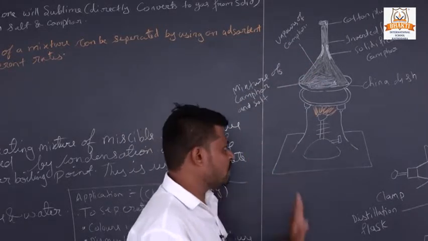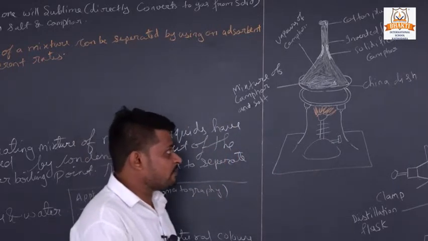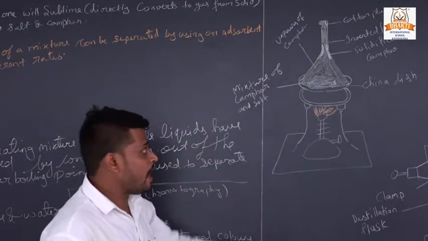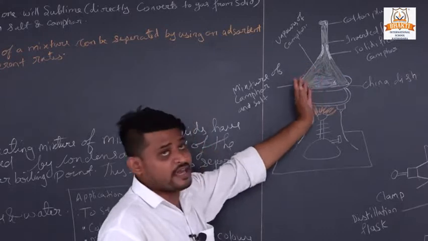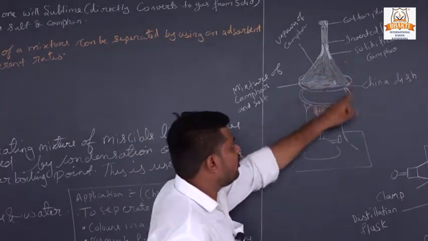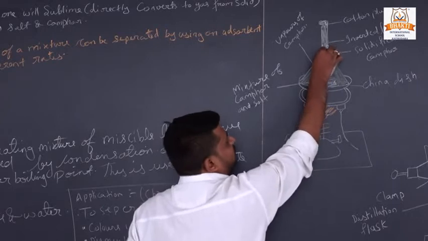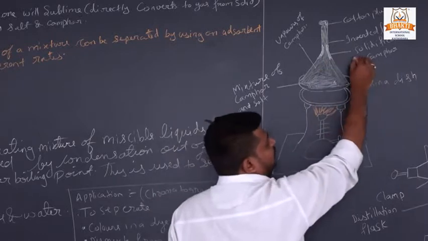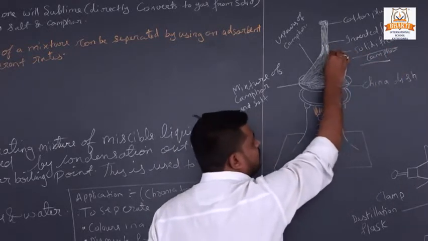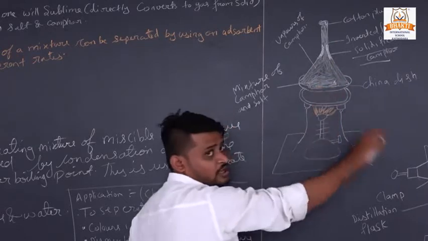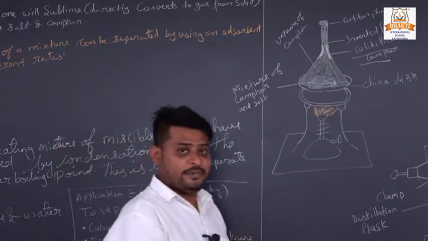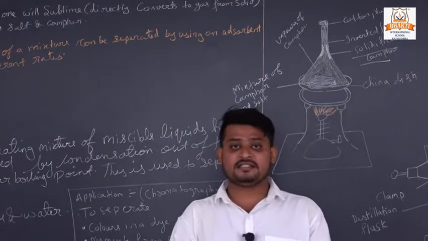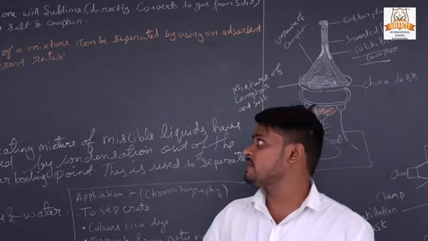We stop the burner, and after some time the funnel cools, and the vapor of the camphor converts again into solid form and sticks at the edge of the funnel. We get solidified camphor from here, and the remainder is salt. This way we separate camphor and salt by the sublimation process. This is the activity based on the sublimation method.